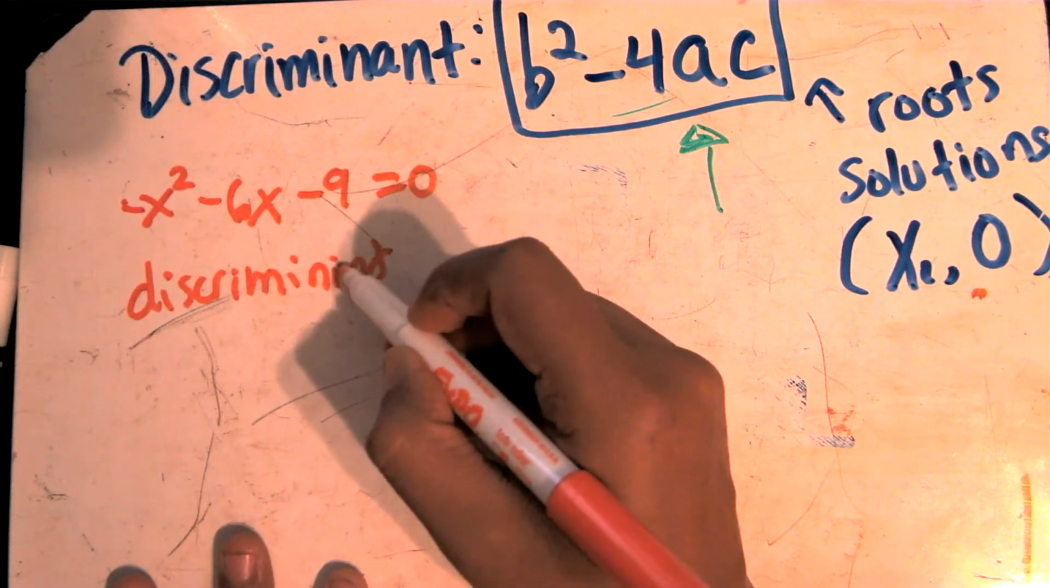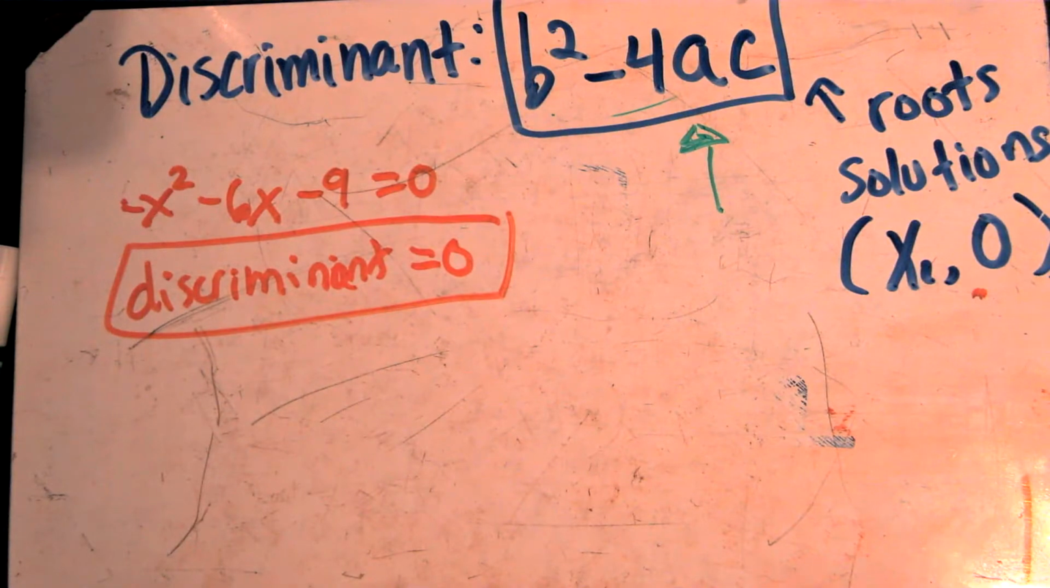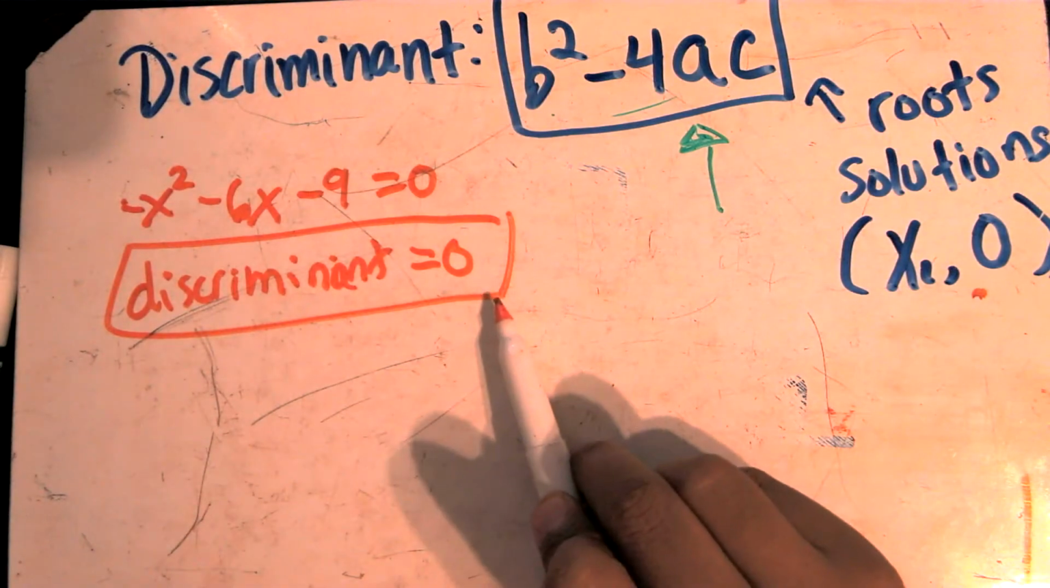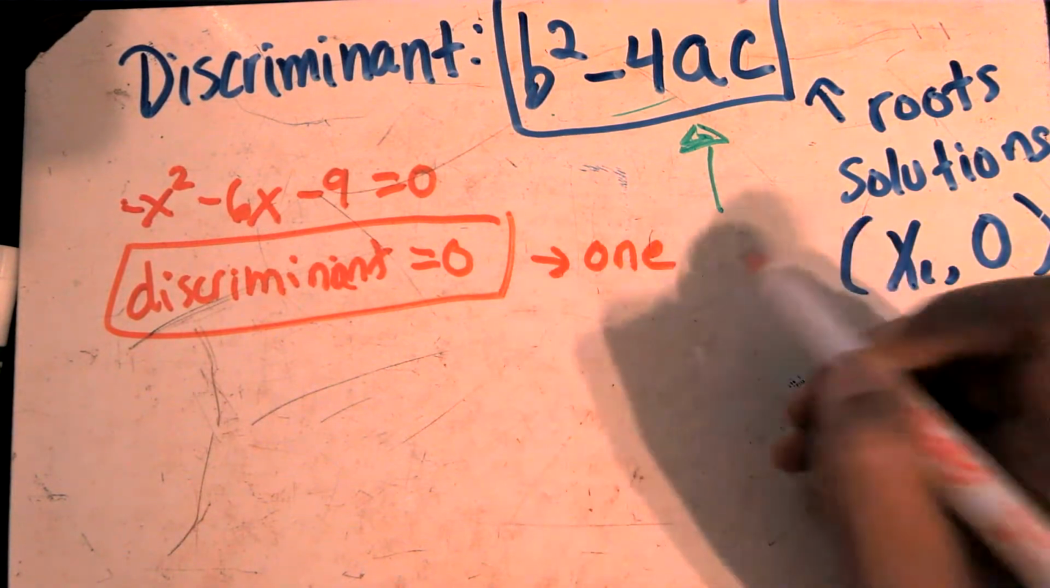Discriminant was equal to 0. So this discriminant tells us something really important. If you solve for the discriminant in your first step, and you get the number 0, then that tells us something really important about the roots. It tells us that if your discriminant is equal to 0, then you have one real solution.